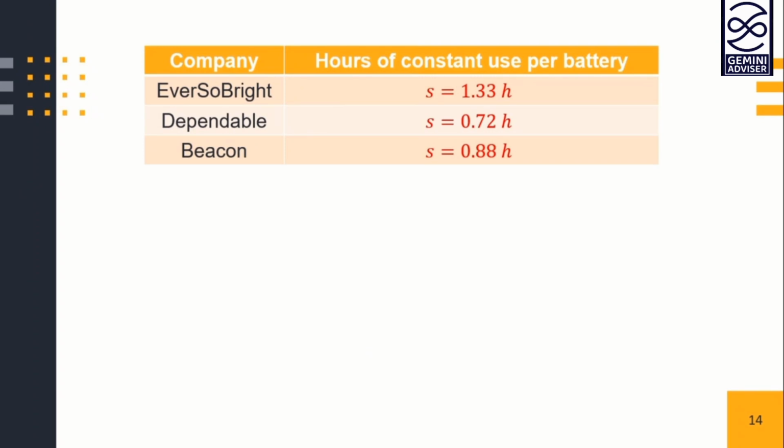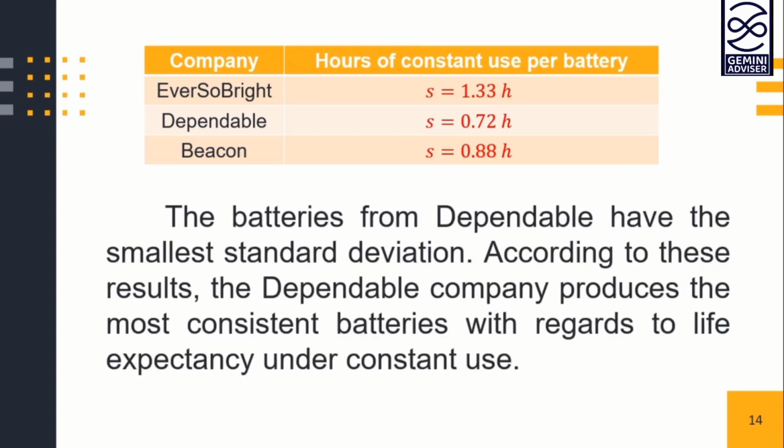Okay, after that, ikukumpara natin. Sa Ever So Bright, yung standard deviation natin is 1.33 hours. And then sa Dependable naman, that is 0.72 hours. And then dun sa pangatlo, 0.88. So, kung sino yung may pinakamababang standard deviation, ibig sabihin, the batteries from Dependable have the smallest standard deviation. So according to this result, the Dependable company produced the most consistent batteries with regards to life expectancy under constant use. Okay? So that is an application of standard deviation.